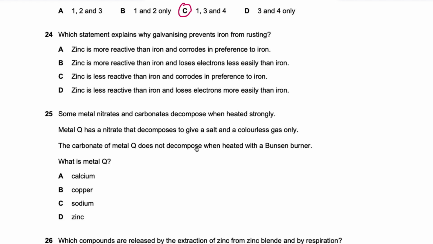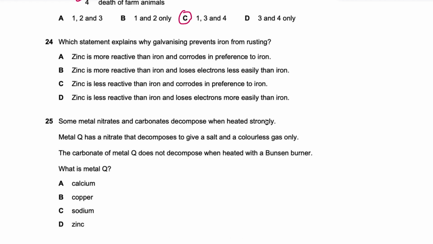Question 24. So metal nitrates and carbonates decompose when heated strongly. Oh, we jump to 25. Question 24 is saying, which statement explains why galvanizing prevents iron from rusting? Zinc is more reactive than iron and corrodes in preference to iron.